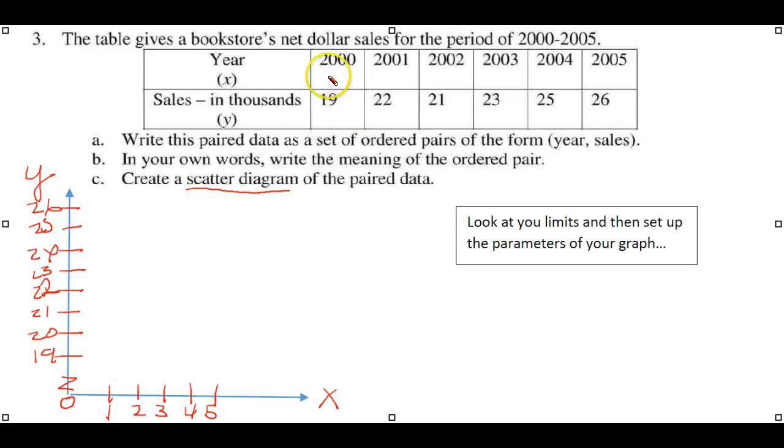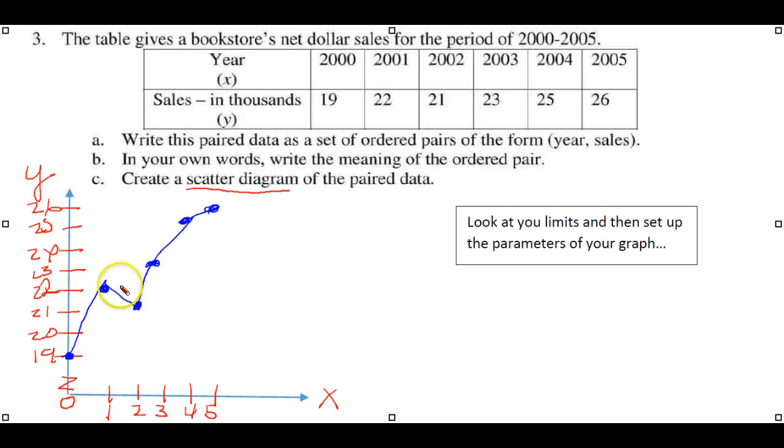So at the year 2000 it was 19, so I guess I could change colors and put a dot right there. The next year went up to 22, put a dot right there, and let's do all of these, as you will do them on your paper as well.